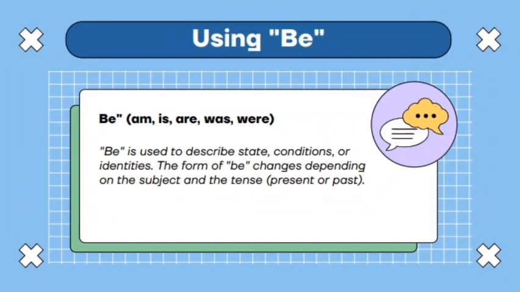First is using be. Be is am, is, are, was, were. Be is used to describe state, condition, or identities. The form of be changes depending on the subject and the tense, present or past.